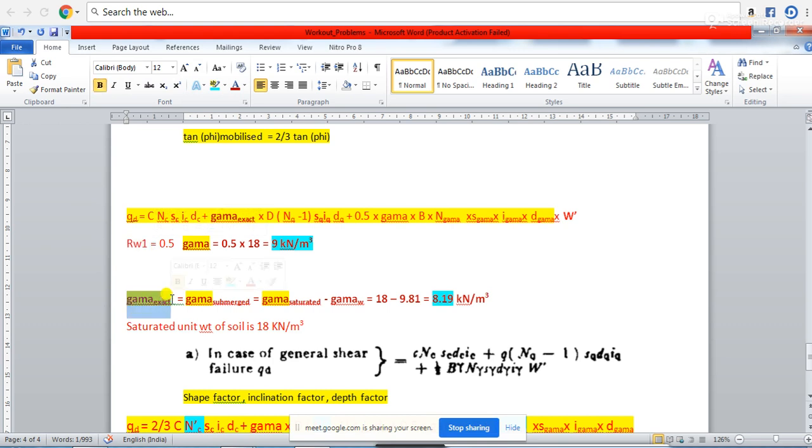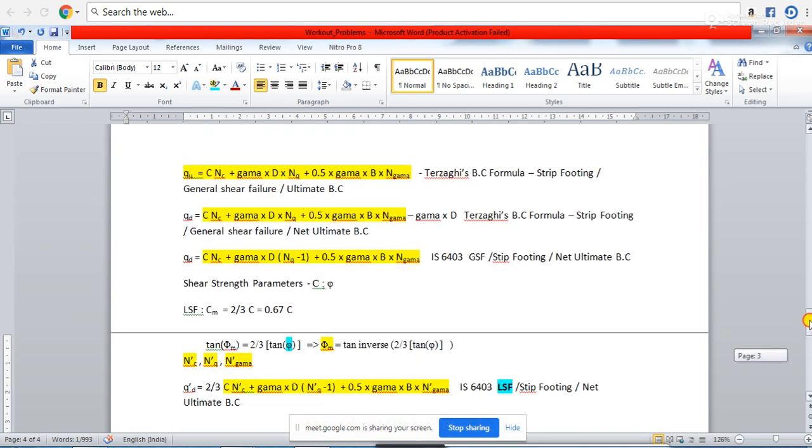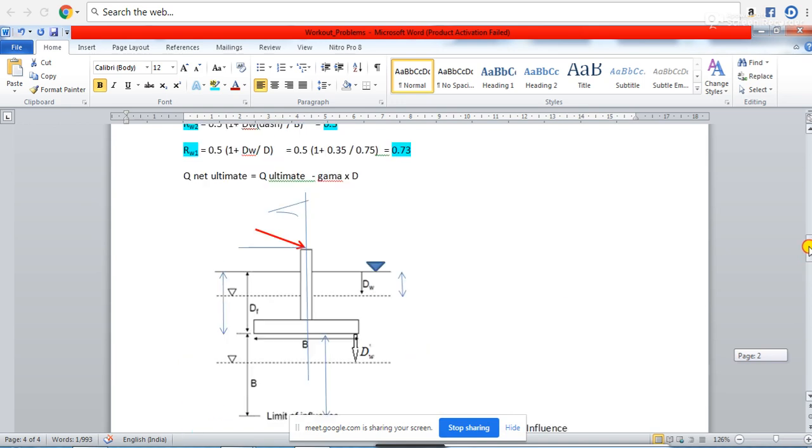But please remember, finding this gamma exact value is very difficult. That is why these RW1 and RW2 factors have come into the picture. This gives some kind of linear interpolation. See, when the soil is completely submerged, then it is very easy to find out. But when the soil is not completely submerged, then what will you have to do?